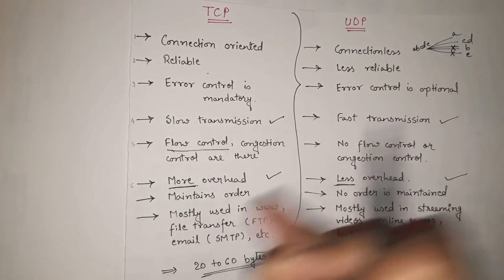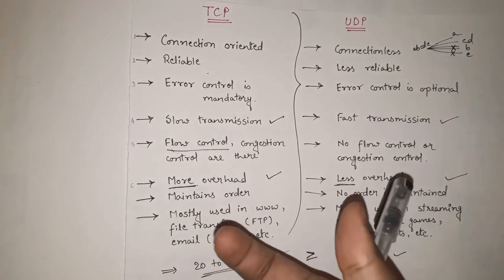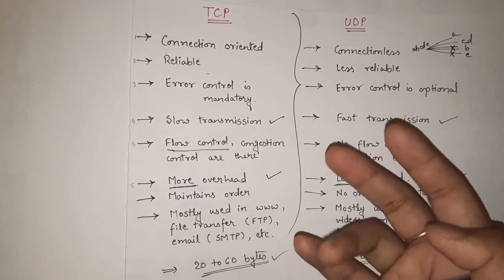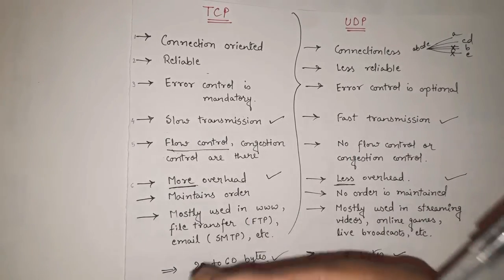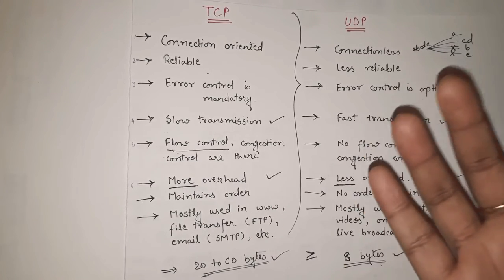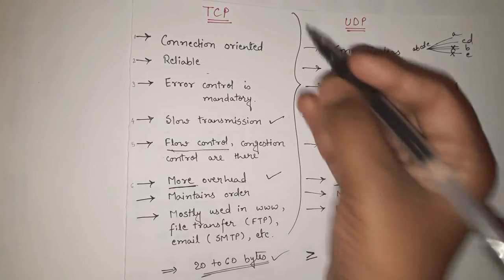During the transmission of data, TCP takes care of whether the speed of the sender and the speed of the receiver are in sync. Means the sender is sending the data, but whether the receiver is able to receive the data at the same speed or not, that thing is to be taken care of by TCP.